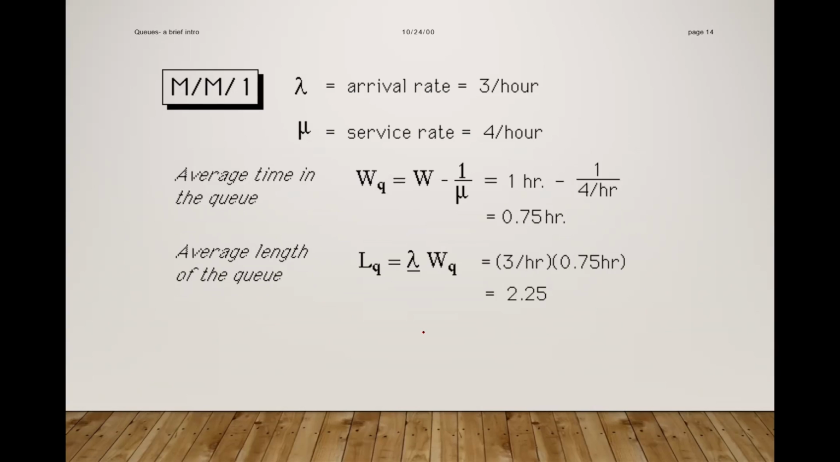The average time in queue is simple: W minus 1 over mu, which is the service time, or 0.75 hours, right? Because it takes how many? 15 minutes, right? So 0.25 hours. Okay, good. And the average length of the queue is 3 times 0.75 or 2.25. So when you come, you expect around 2 trucks.